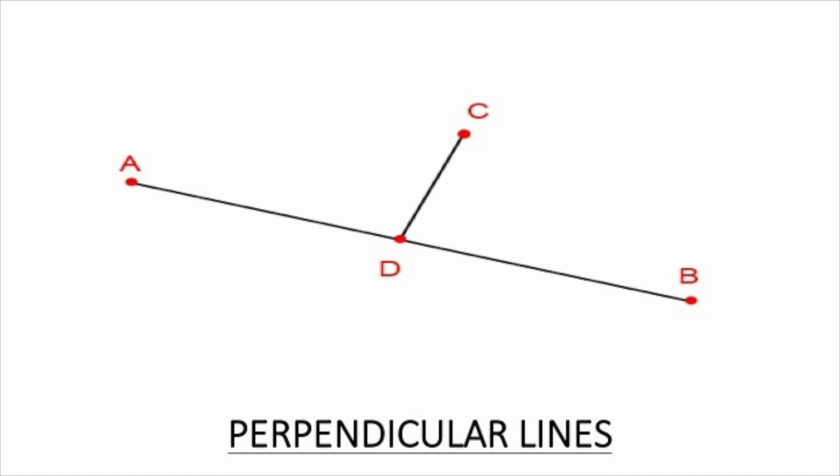Perpendicular lines. Can you say perpendicular? Now, what do you notice about perpendicular lines? How many points do they have? 4. Yes. Perpendicular lines have more than 2 points. And you can see they have 1 point that goes off from the main line. So this here, A to B, is the main line, but then C to D is perpendicular.